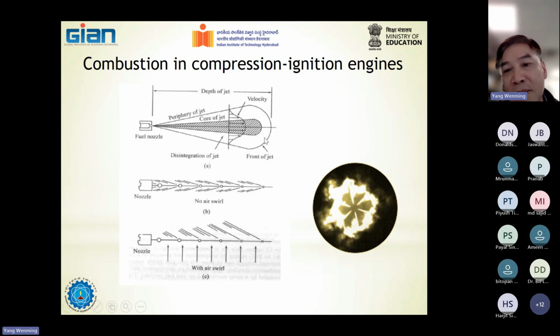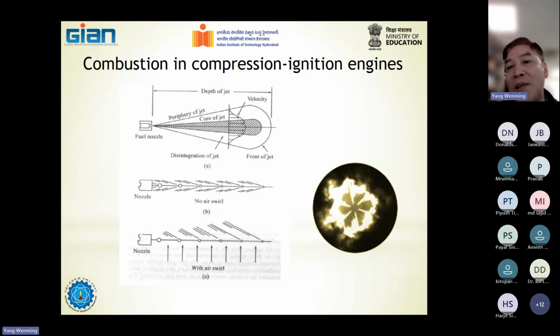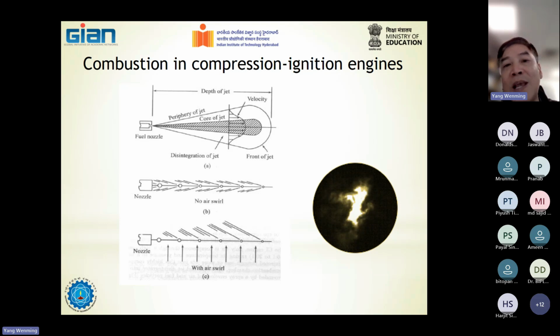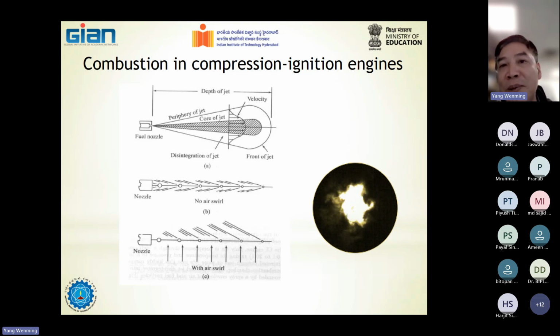We can see here a multi-hole injector. We have 6 injection holes, so we can say a wall is formed. We can see the flame is not radial; instead, the flame rotates, which means a swirl is formed inside. This helps to improve the fuel mixing process and speeds up the combustion process.